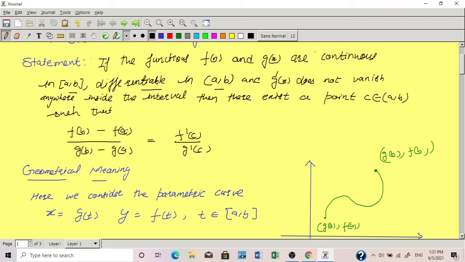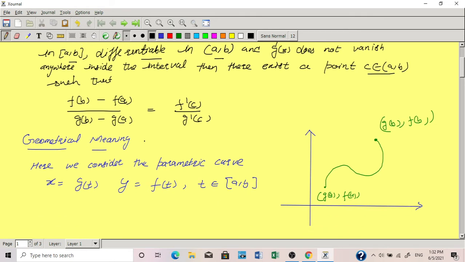f of b minus f of a divided by g of b minus g of a is equal to f dash c divided by g dash c. So there exists at least one c belonging to this open interval (a, b) such that this condition is satisfied. Let's first discuss its geometrical meaning.